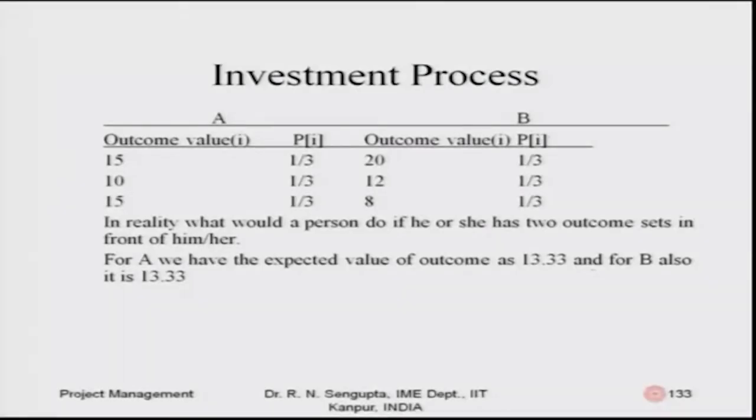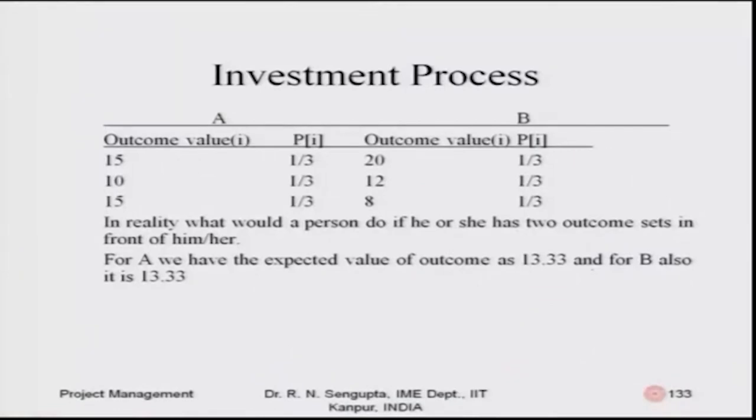The outcome values given in the first column and in the third column may be specific to a person. For example, if I try to analyze the same problem for person 2 with the same type of inputs, like 15, 10, 15 for project A and 20, 12, 8 for project B. Let me give you some values in the algebraic sense, not certain values like 10, 20, 30, 40, but just to make you understand.